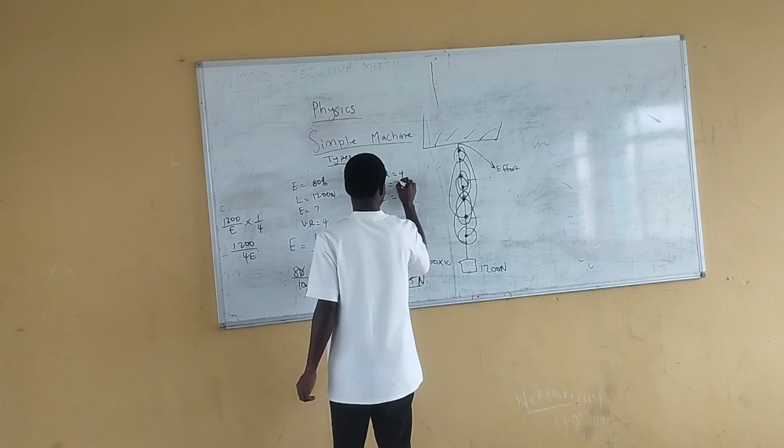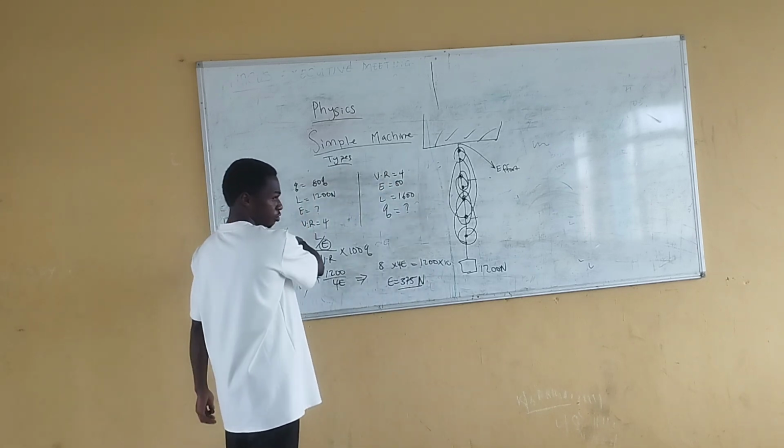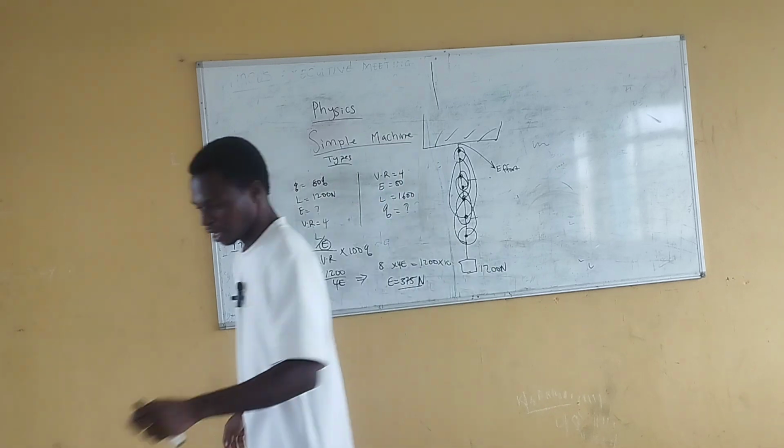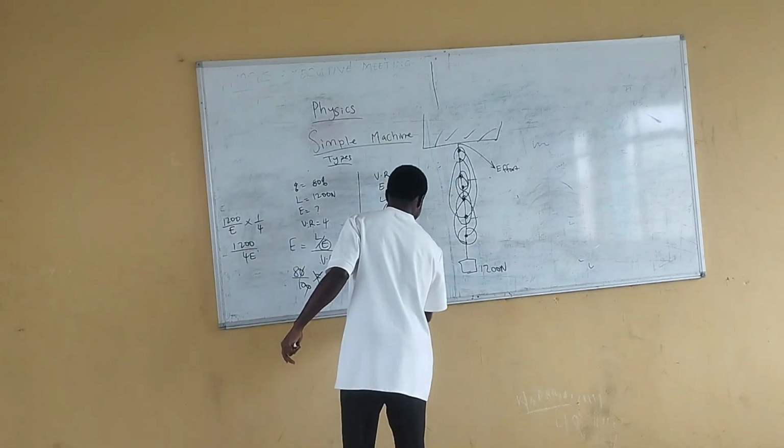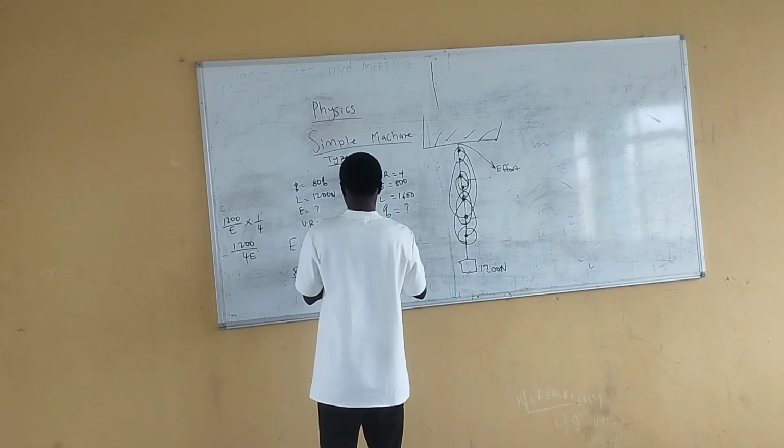Effort is 800. Let's do efficiency like this. Efficiency is what we're looking for. Please, next time, write efficiency like this, so they will not put E and confuse ourselves. Efficiency like this. Thank you. What is the answer? Just give me the answer. This effort is 800. Solve.